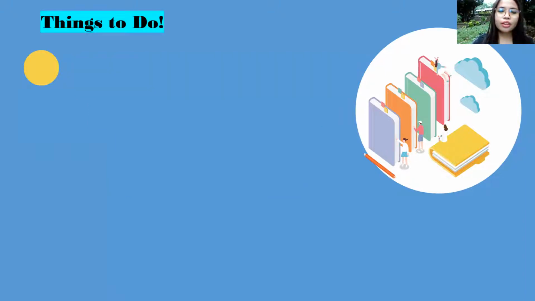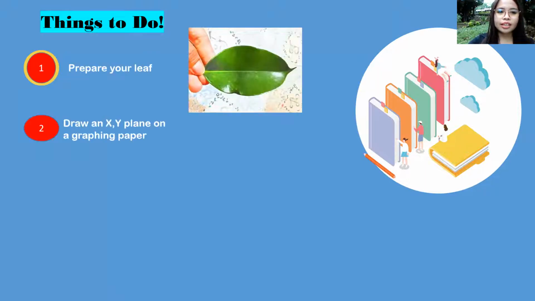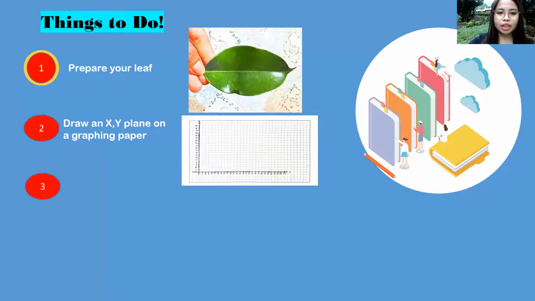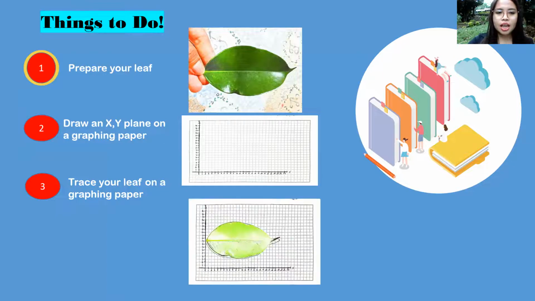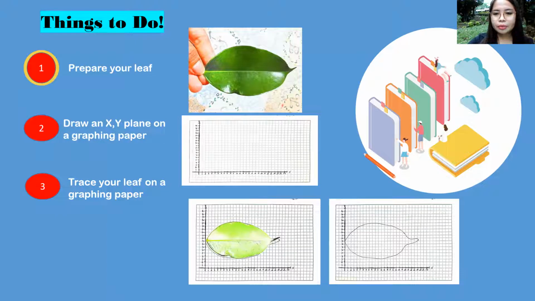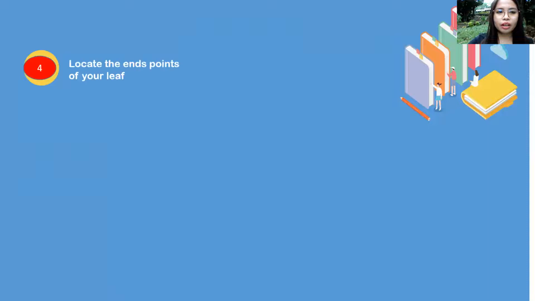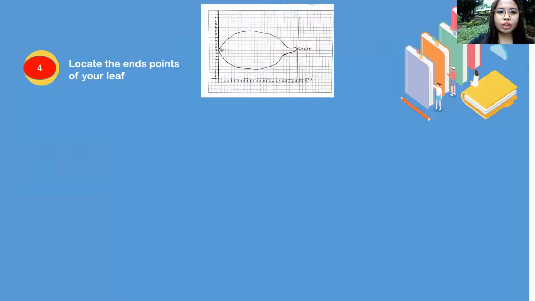So, things to do. First is prepare your leaf. Second, draw an XY plane on a graphing paper. Third, trace your leaf on a graphing paper. This one. And then the fourth one, locate the endpoints of your leaf.